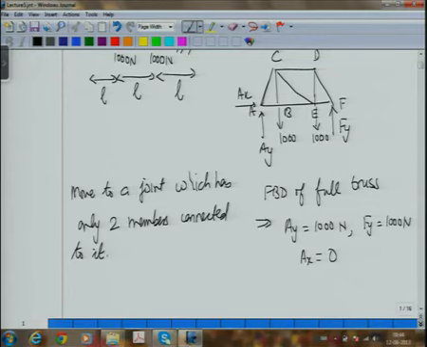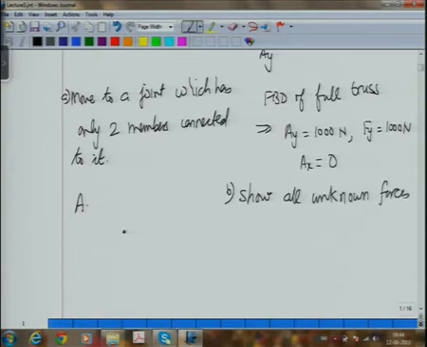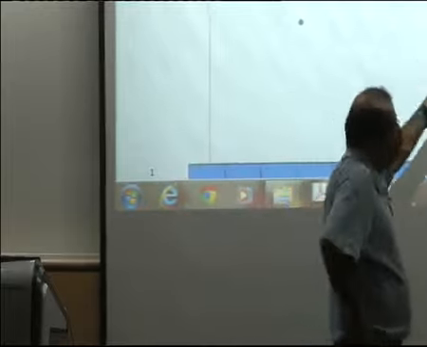So, the first thing which I will do here is then move to joint A. So, if I move to joint A, now we show all unknown forces in members as tensile. Now, this is the notation we take. You could choose them to be compressive, it doesn't matter. The option is up to you. But as a general rule, we say unknown forces, we take them as tensile.